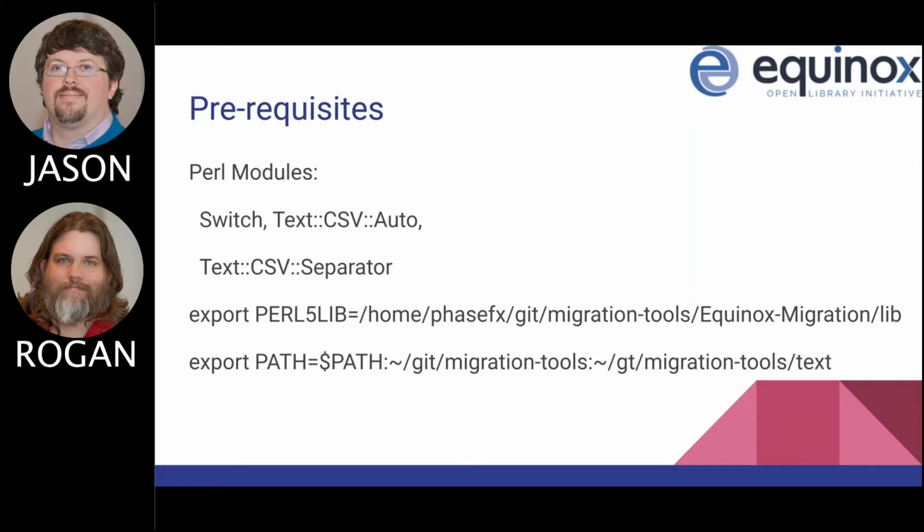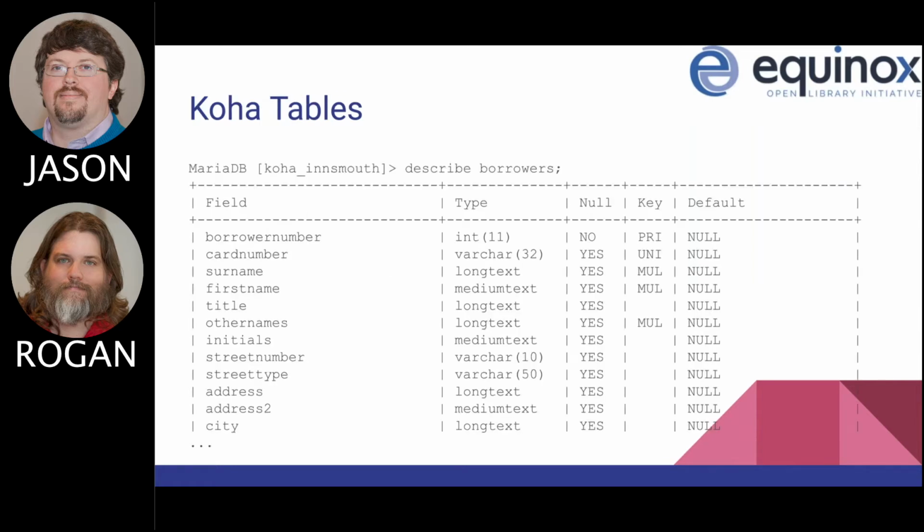And I have trouble installing Text::CSV auto sometimes. Often I put those directly into the Equinox migration lib directory. And when I do that, I need the PERL5LIB as well. Yeah, the other thing about MARC cleanup, it's good for adding tags sequentially numbered on the fly, and you don't often need to do that with Koha migrations.